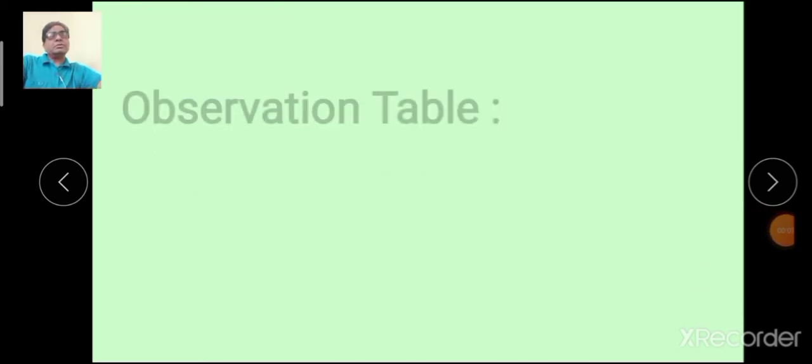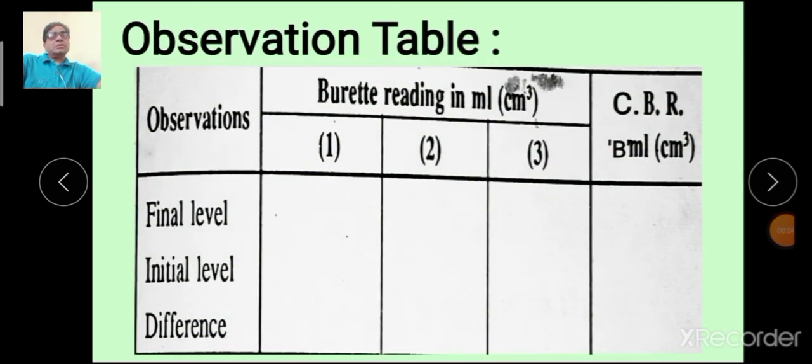Observation table. Here, observations: final level burette reading, the final level of the first reading. Note down here the initial level, it may be 0, and take the difference. Thus take 3 readings, and out of these 3, those which are constant, mention it as the constant burette reading as B cubic centimeter.